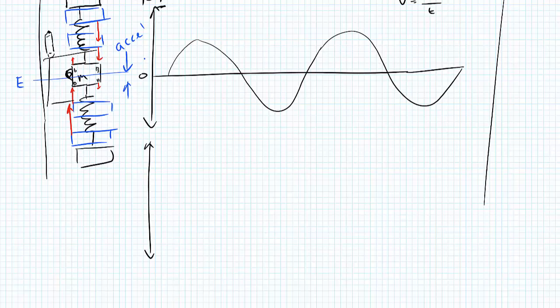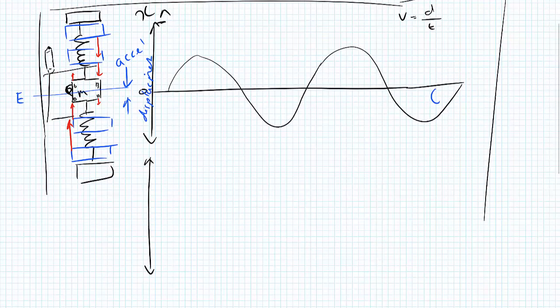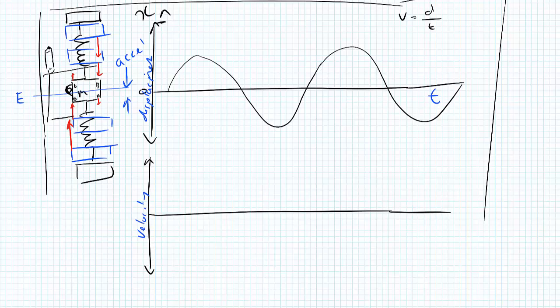This is a displacement time graph. The one above it is displacement time. So let's write it on here. Displacement. And this is time. Okay, and this time I'm going to do a velocity time graph. Okay, so velocity time graph.